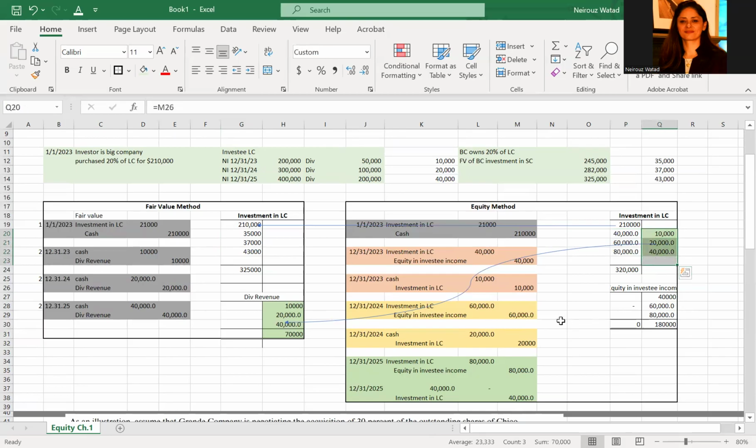What if the investee has a loss? Then it's the opposite to this. Investment in LC will go down and equity in investee income will be debited because it's a loss. A loss is a debit and the investment is an asset. To bring it down, you will credit it.